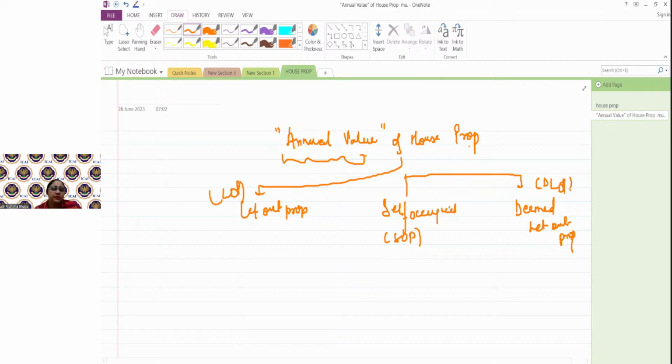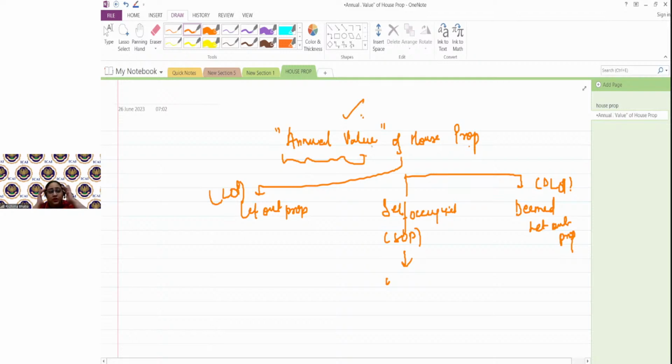Now, let out property, what we understand, it has been let out. You will receive the rent for the year for the same. Self-occupied property means a property which is used for self. अब used for self में मैम आपने बोला था कि वो तो exclude करना है from the computation of house property. No, I told when it is used for self and that self is for the business purpose. But if it is used otherwise for self, not for the business purpose, then the annual value of the self-occupied property will go under the head income from house property.